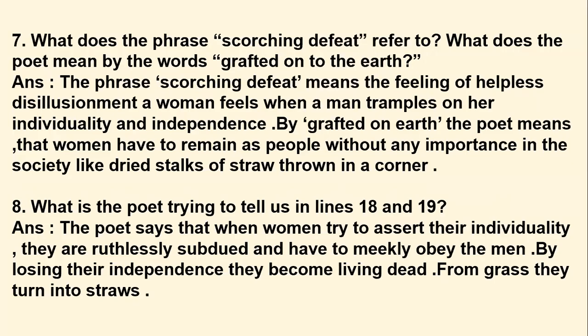When the menfolk are not allowing the women to come up or make their own identity individually, at that time the kind of helplessness they feel is known as "scorching defeat." Though they want to go up, they are being defeated because of force and because of the superior folk over there. Okay, then by "grafted on earth," the poet means that women have to remain as people without any importance in society, like dried stalks of straw thrown in the corner. Here the poet is using this phrase to say that even though the womenfolk are undergoing this kind of problem, they have to remain on the earth without having any importance in society, of their independence, of their individuality, like dried stalks of straw thrown in a corner.